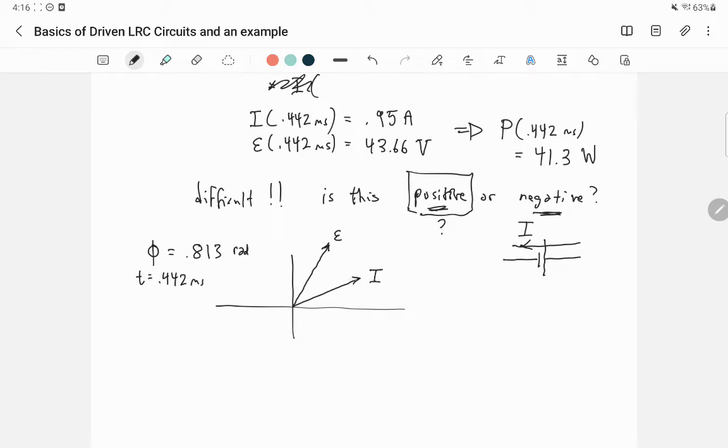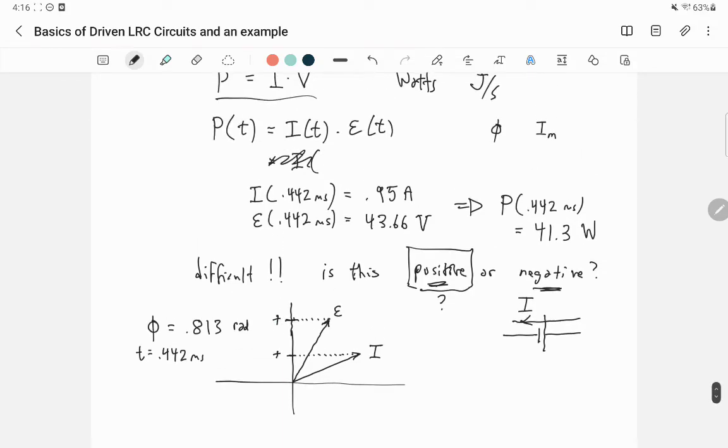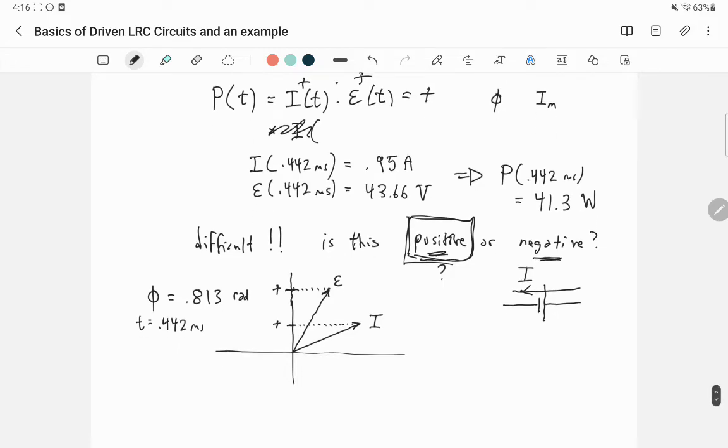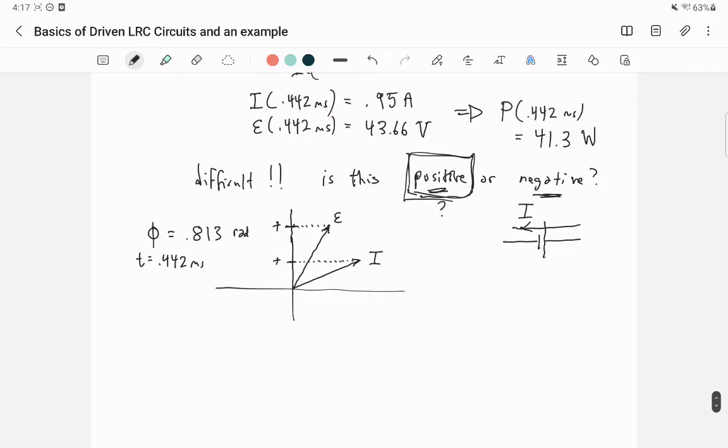And when you look at the projection, the current is on the positive side, and the driver is also on the positive side. And positive times positive equals positive. The power is positive because the current is in the same direction as the driver's push. So it's able to do positive work right now, supplying positive work per time.